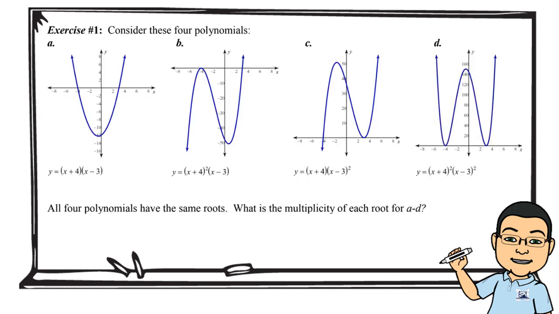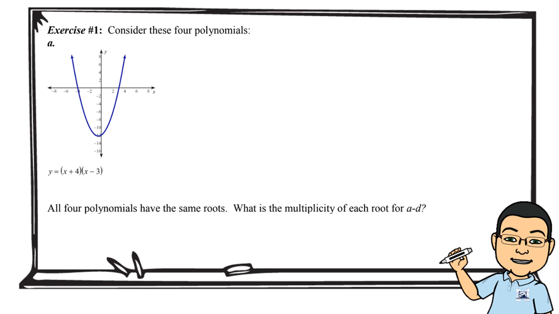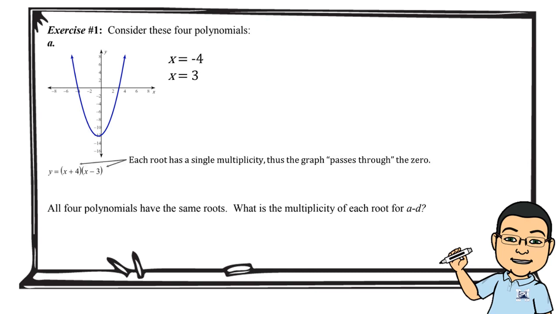Let's consider these 4 polynomial functions. Let's look at a first. Notice we have y is equal to x plus 4 times x minus 3. Now here, we can see what the roots are, but each of them is simply a single multiplicity. And so we would say this graph simply passes through or crosses through the 0. The roots are simply x is equal to negative 4 and x is equal to 3. And by leaving those, it's implied that the multiplicity would be 1.